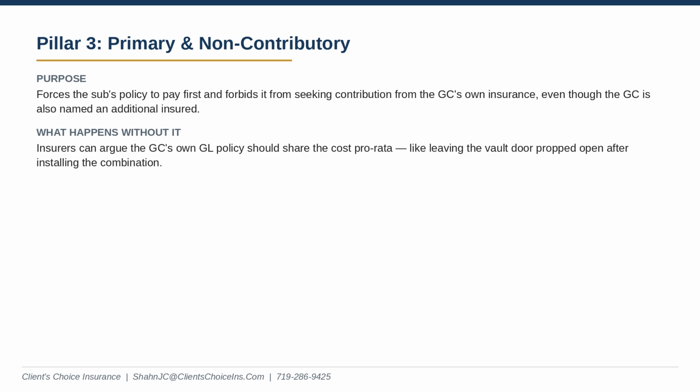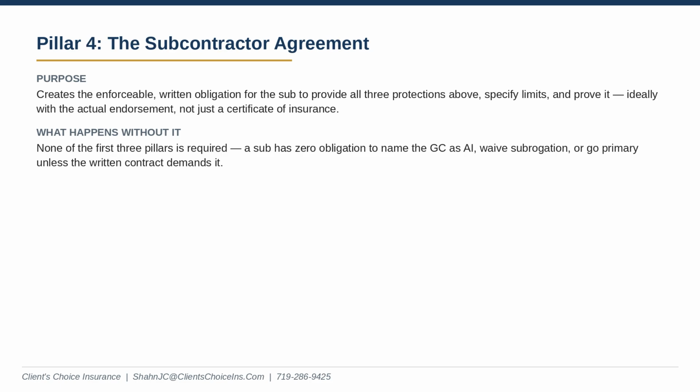Yes, but if we connect this to the bigger picture, none of these mechanisms happen in a vacuum. A subcontractor has absolutely zero obligation to name you as an AI or waive subrogation unless it is explicitly demanded in a written subcontractor agreement. Which is the 4th pillar. Exactly. That written contract is the engine. It legally forces the sub to do the first 3 things. Okay, so the written contract forces them to take the financial hit.